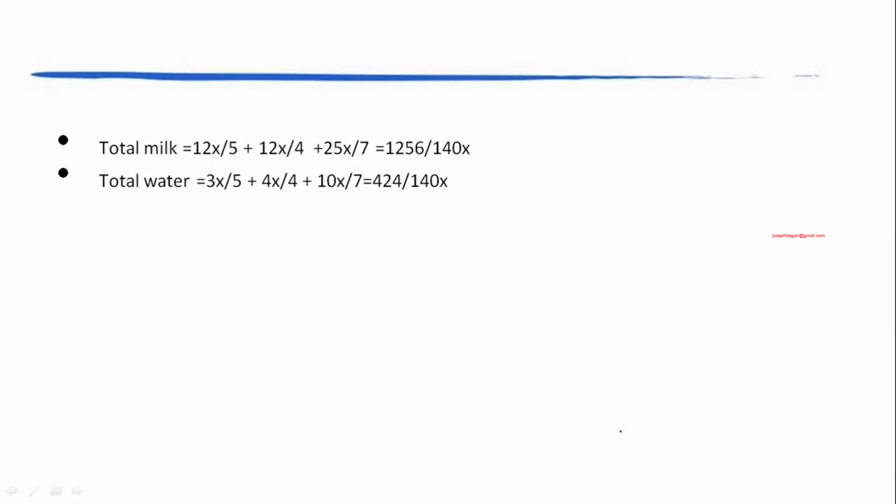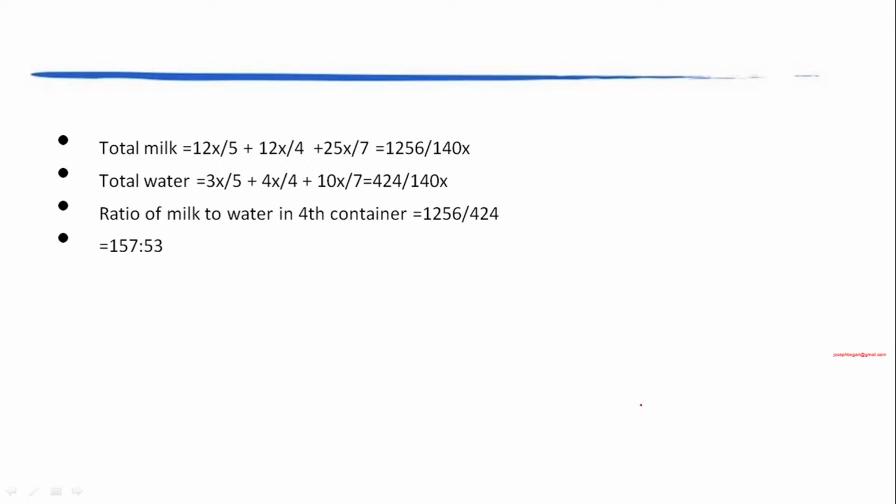So the LCM of 5, 4 and 7 is 140. So the ratio of the milk to water is 1256 is to 424. You reduce it, you will get 157 is to 53. So basically you divide them by 8. So 8 157s will give you 1256, and 8 53s will give you 424.